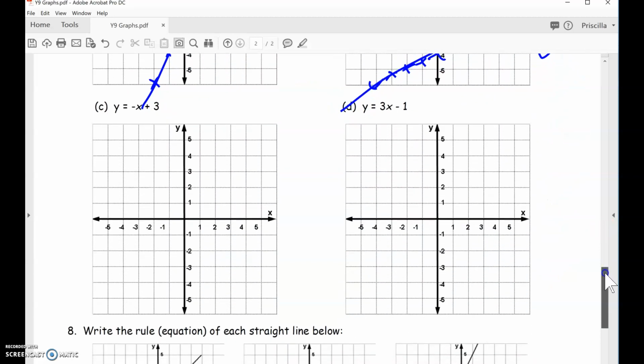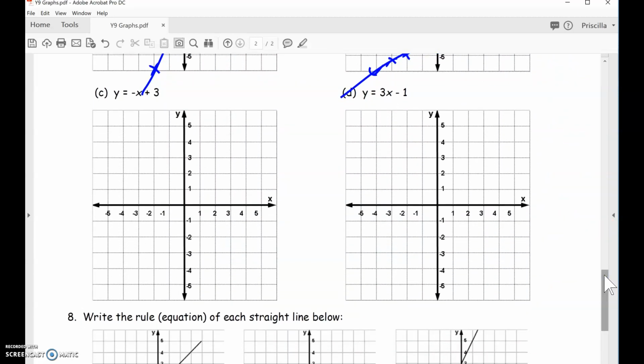Okay, so the next one. My gradient is -1 because there's a negative in front of the x. And my y-intercept is 3. So I know the y-intercept is 3, and with the gradient being -1, I need to go across 1, down 1, across 1, down 1, across 1, down 1, and this likewise here.